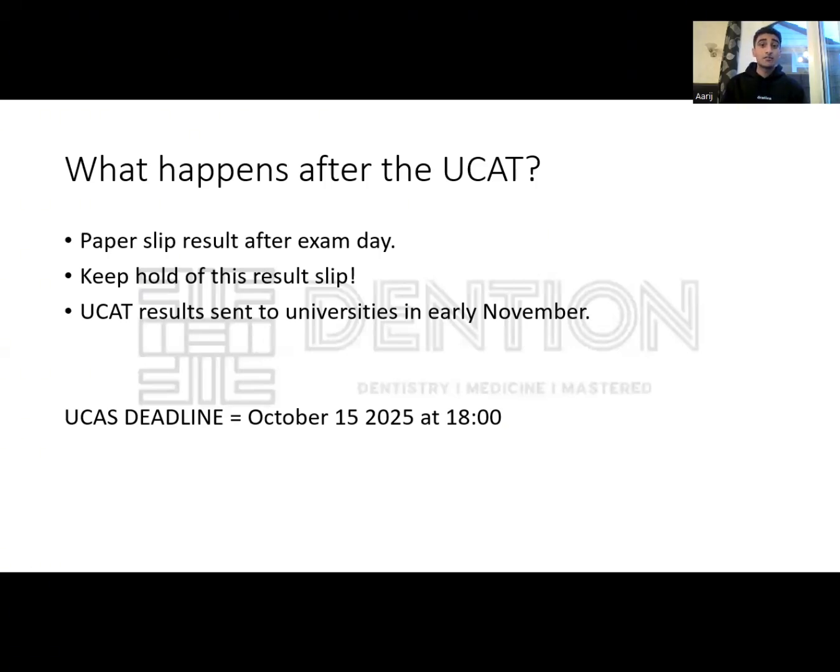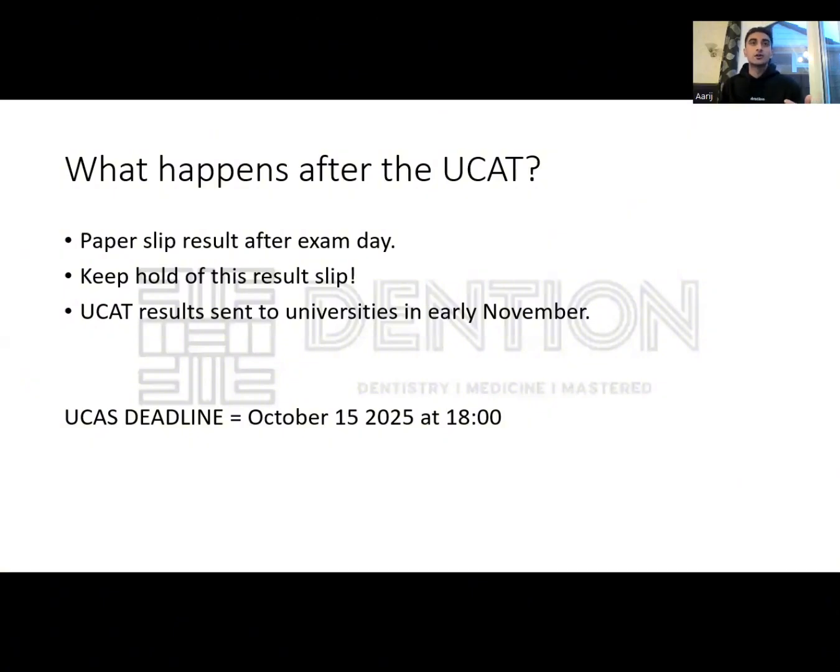So you'll obviously know what your UCAT score is. This is where the Dention website is going to come in handy. At the time we're recording this, we are currently gathering all the data for all the medical and dental schools' undergraduate applications. On the website, www.dention.co.uk, for each medical and dental school, we're going to be releasing a table with application statistics.